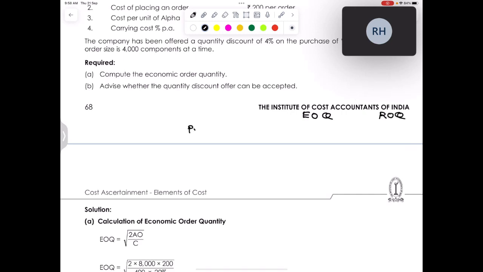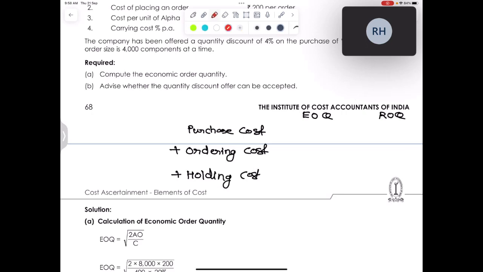There will be three costs associated with this: purchase cost plus ordering cost plus holding cost. Now listen very carefully, beta. There are really some very good adjustments in this particular point.